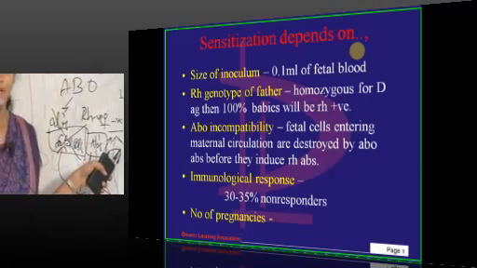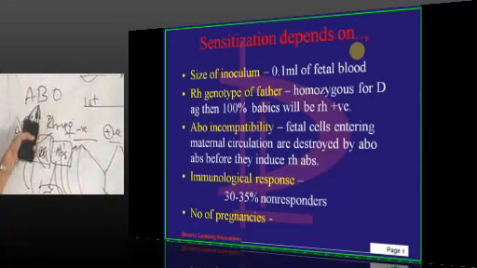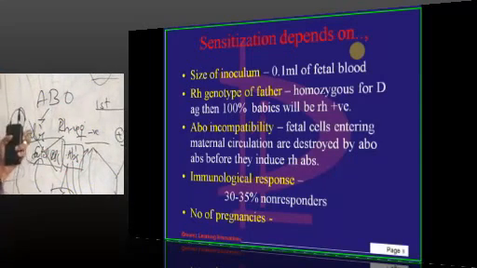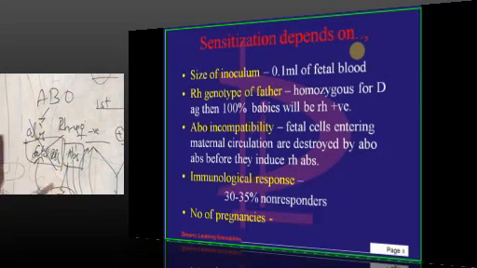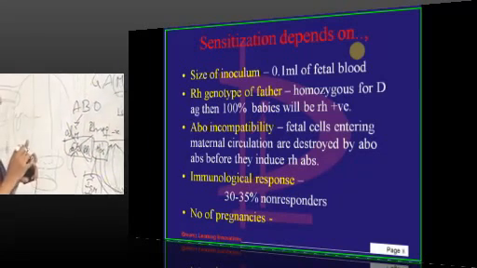Yes or no? But in ABO, what is it going to do? Already some antibodies are there. They are going to kill these fetal RBCs, so now there is no more reaction. So always remember, ABO incompatibility is going to be less severe, not more severe. Whereas if the size of the inoculum is more, incompatibility is more.